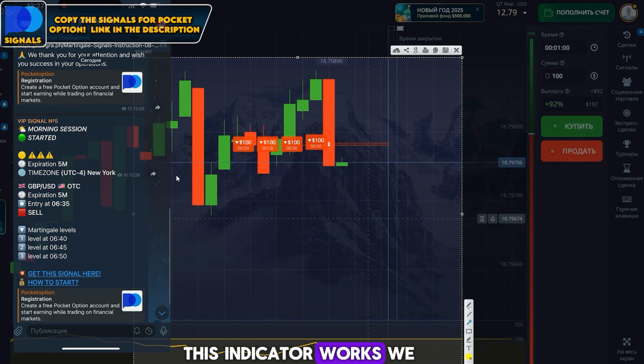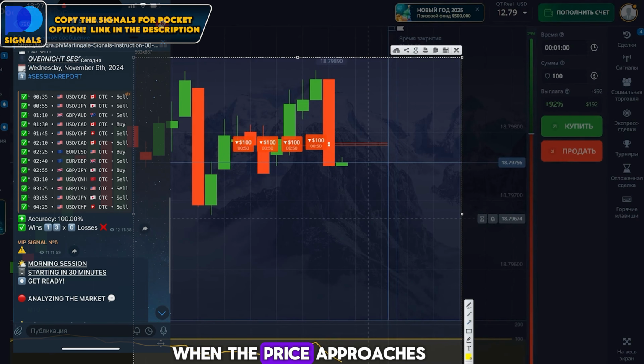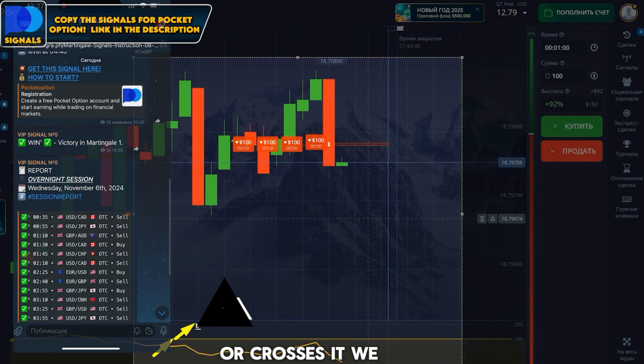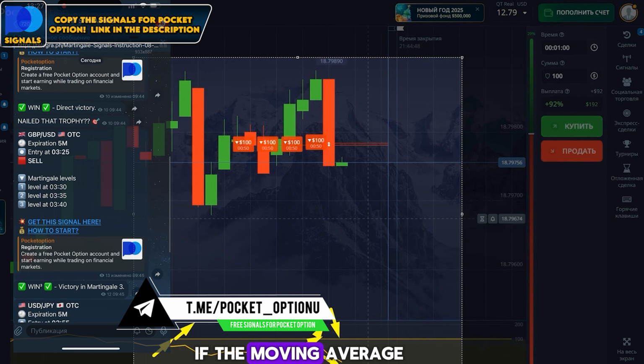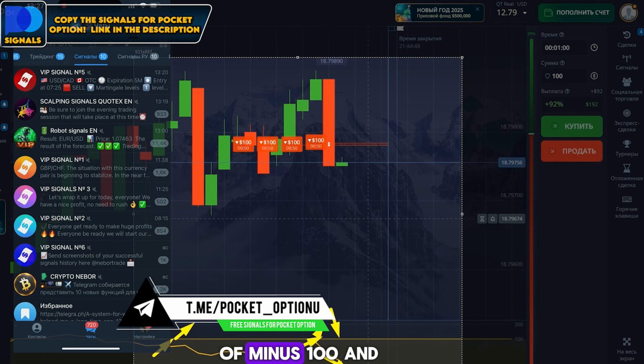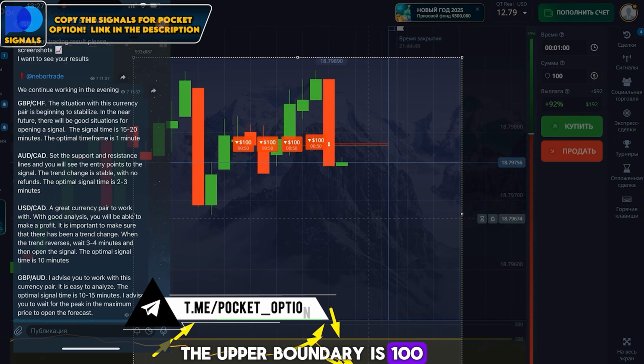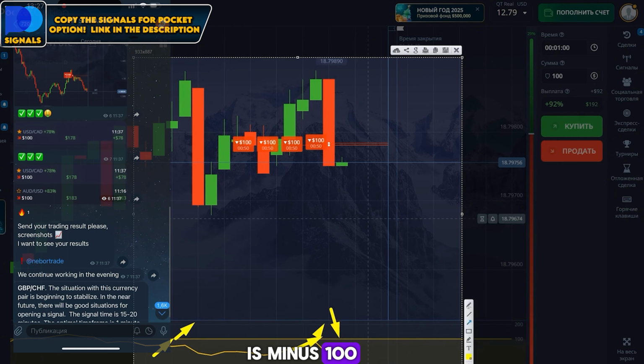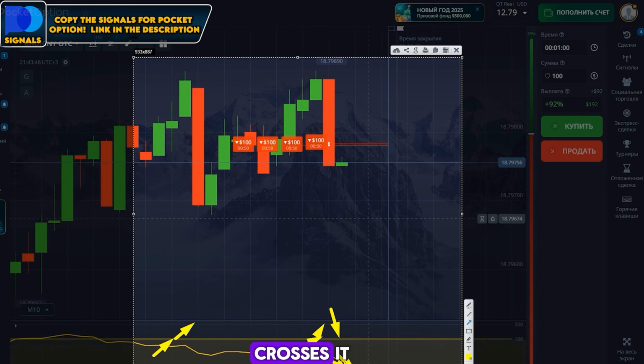This indicator works. We have a moving average. When the price approaches the upper boundary or crosses it, we go for a down trade. If it approaches the lower boundary of minus 100, with the upper boundary at 100 and the lower at minus 100, then whether it crosses it, approaches it, or stays at that level, we enter for an upward trade. Alright, back to it.